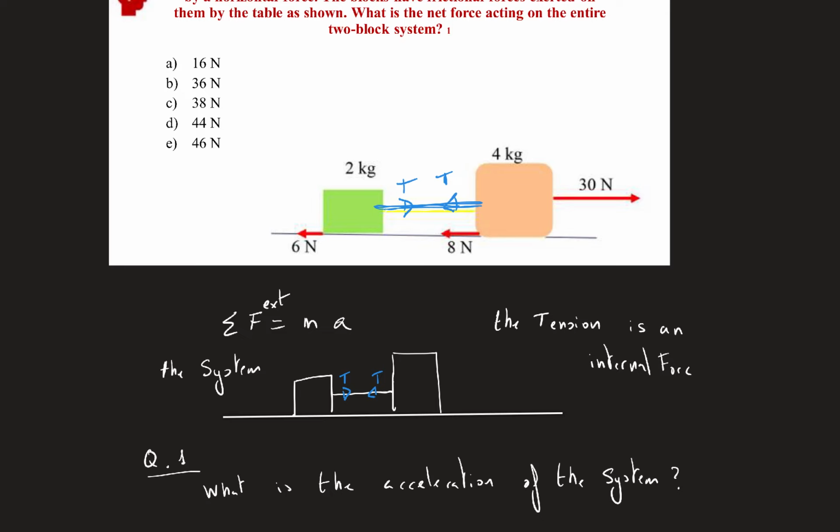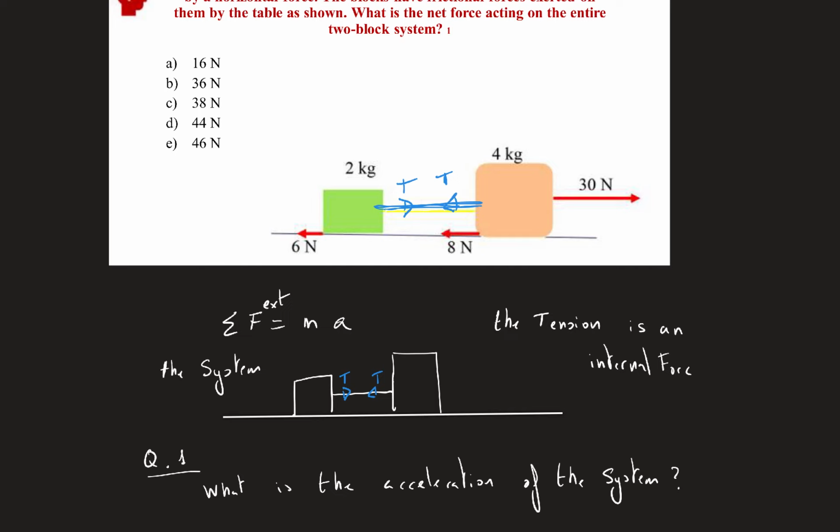To solve this question, we need to set up the system. The system consists of two masses and external forces acting on the two masses. What are the external forces? The 30 newtons going to the right, positive. The friction force, 8 newtons going to the left, is an external force. And the 6 newtons going to the left.